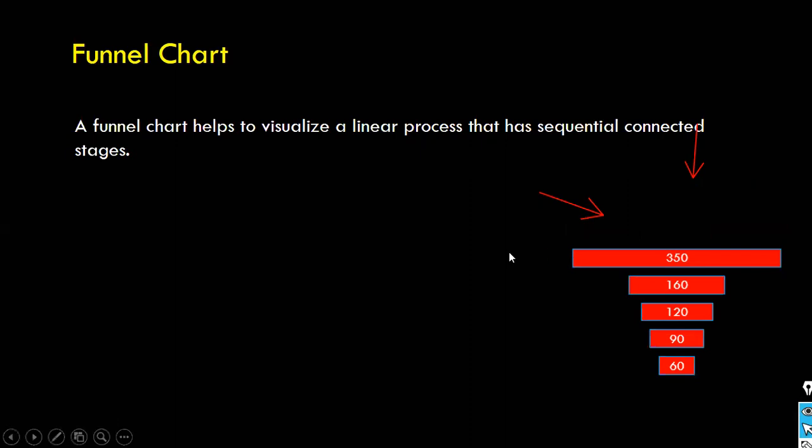The top section of the funnel chart displays the wider area, which often decreases as it moves forward into the channel. The funnel chart helps us to visualize a linear process that has sequential connected stages. The sales guys, the marketing guys, they use something called a funnel chart, right? They use a term called sales funnel chart.